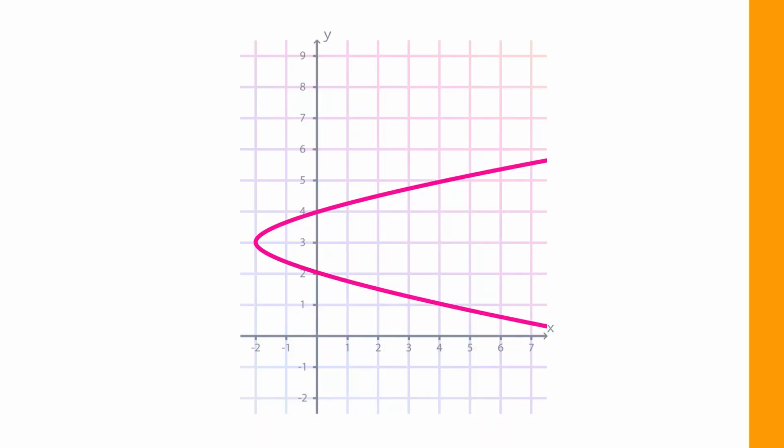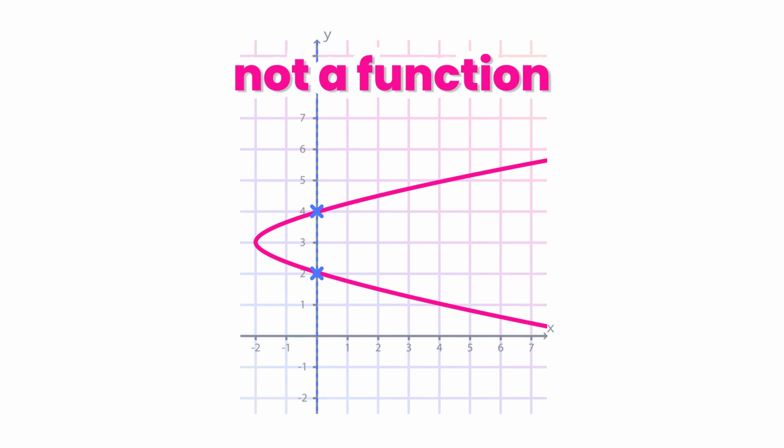What about this C-looking curve? Is this a function? Again, you can use the vertical line test to quickly find an x value that gives out two different y values. For example, when x equals 0, y equals 2 and 4. So this is also not a function.